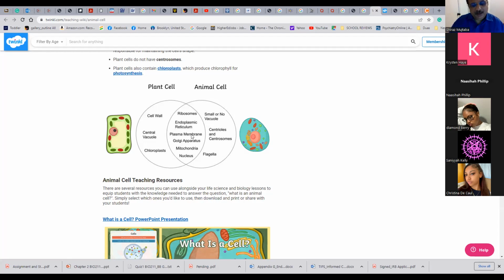Plasma membrane and cell membrane are the same terminology. Some books will call cytoplasm cytosol or plasma. Some books will say cytoplasm and will say plasma membrane, but plasma membrane and cell membrane are the same thing. Golgi apparatus helps in protein modifications and secretions.